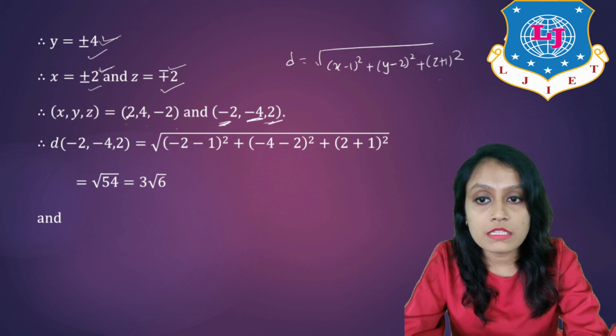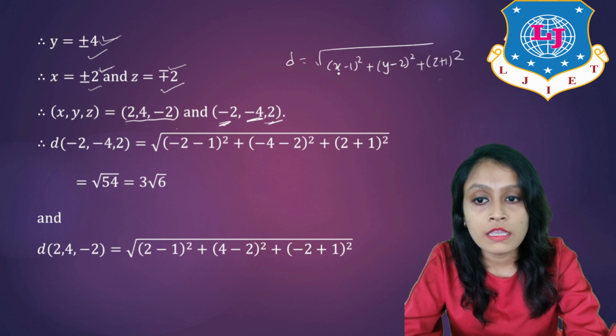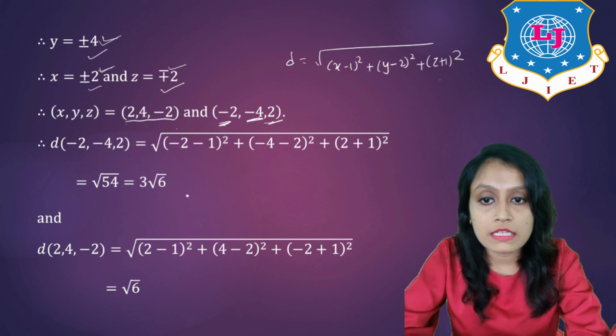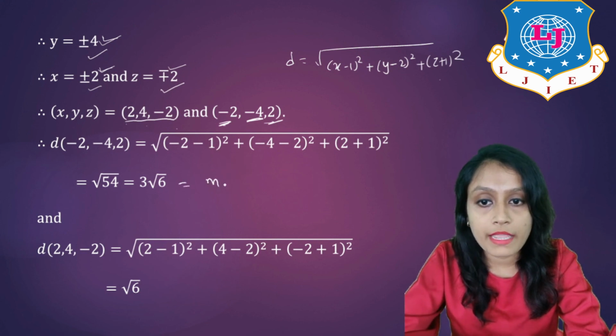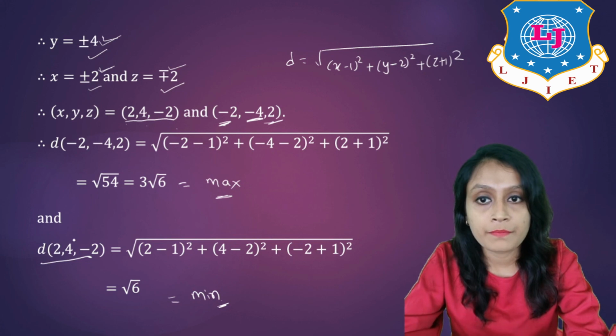Now we will find distance at this particular point (2, 4, minus 2). Again, in place of x you have to substitute 2, in place of y 4, and in place of z minus 2, and simplify. So you will get distance is equal to under root 6. Now you can see this is the maximum distance and this is the minimum distance. Okay, so we have found out the maximum distance and minimum distance. We get the maximum distance at this particular point and minimum distance at this point.